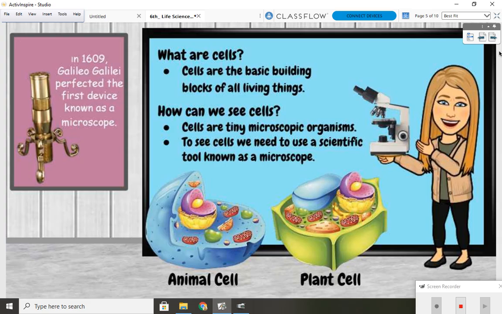I'm holding a microscope here, and you can see the very first microscope over here on the left, created by Galileo Galilei in 1609. And then I have two pictures here, one of an animal cell and one of a plant cell. They have very similar structures, but they also have a few differences as well. We'll get into those in a future lesson.